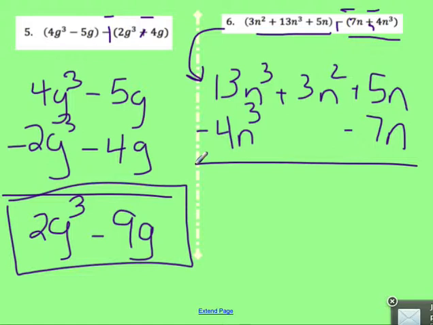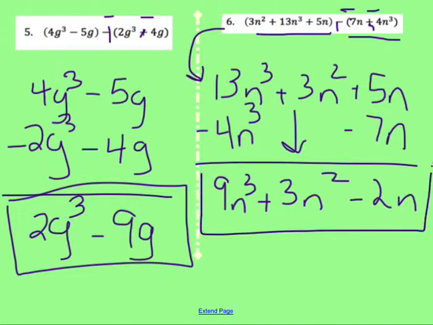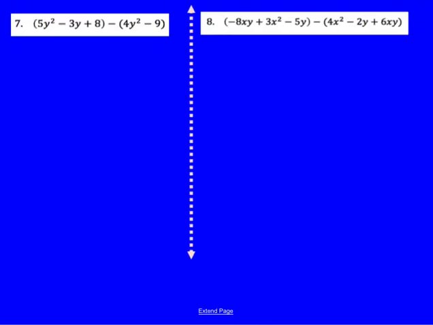So 13n cubed minus 4n cubed, that's going to give me 9n cubed. Bring down the 3n squared. And then 5n minus 7n is negative 2n. So then this right here is your final answer. Your exponents are going in descending order. Okay, so now let's take a look at number 7.